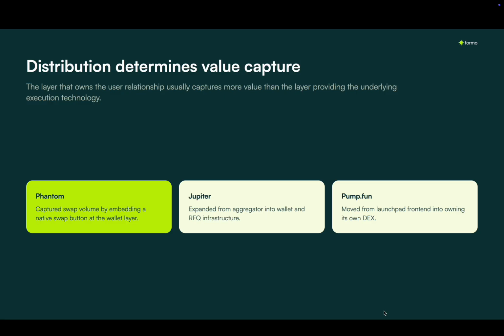Distribution also determines where value gets captured. The layer that owns the user relationship usually captures more value than the layer providing the underlying execution technology. Phantom captured swap volume by embedding a native swap button at the wallet layer. Jupiter expanded from an aggregator into wallet and RFQ infrastructure. Pump.Fun moved from a launchpad frontend into owning its own DEX. The common thread is ownership of the user relationship.